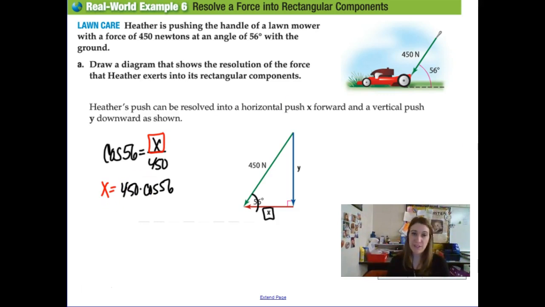And then same thing for setting up a proportion for Y. I'd say the sine of 56 equals Y over 450. And then if I'm trying to solve for Y, I'd multiply 450 times the sine. So we're going to notice that there is a definite pattern here when it comes to finding horizontal and vertical components.